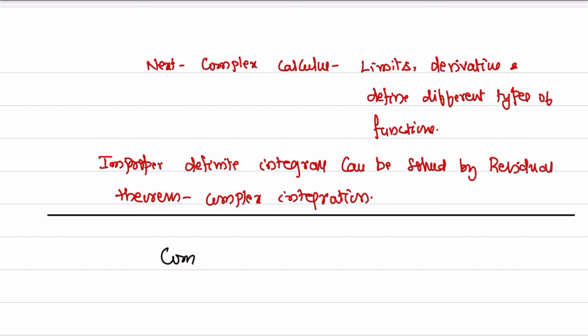Next is complex calculus. Well, in the beginning, we'll go slowly, try to understand the meaning of limits. Then we'll expand to the residue theorem to find out the definite integrals. Please have patience.